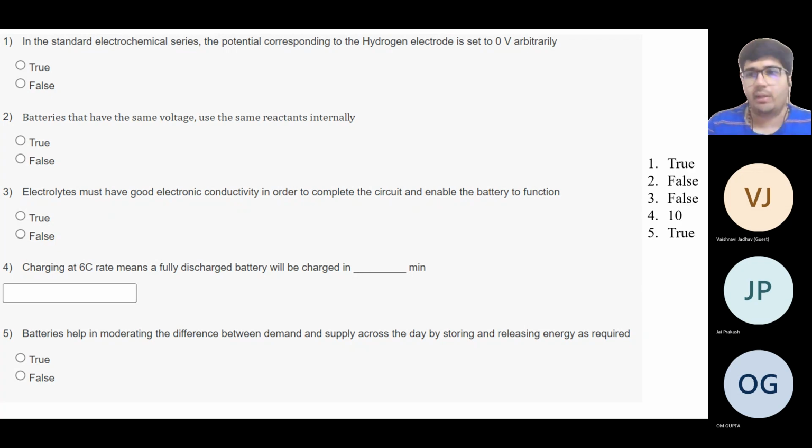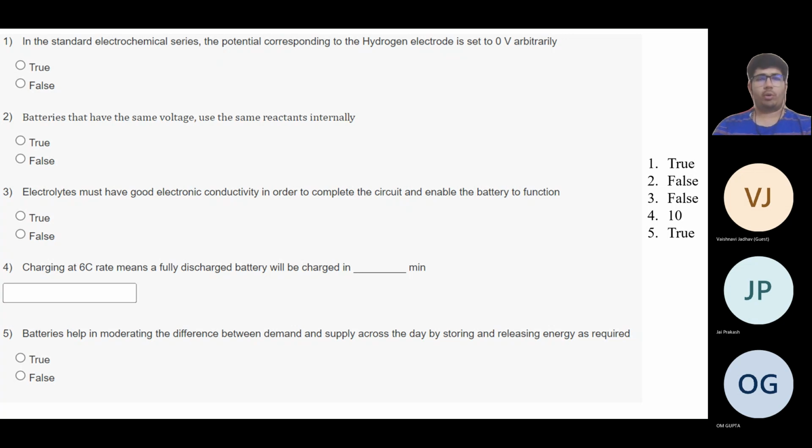So the correct answers: the first one is true, because we set the hydrogen electrode as 0 and compare all the others with the hydrogen electrode. Batteries that have the same voltage use the same reactants internally? No, because the voltage can be the same, but the reactants can be different. Electrolytes must have good electronic conductivity? No, electrolytes should have good ionic conductivity, and electrodes should have good electronic conductivity.